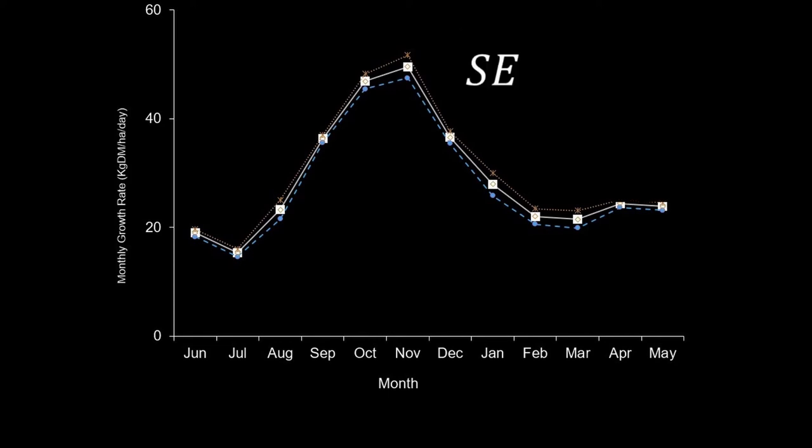To calculate the standard error, which explains the variability across multiple samples of a population, simply divide the standard deviation value by the square root of the sample size.